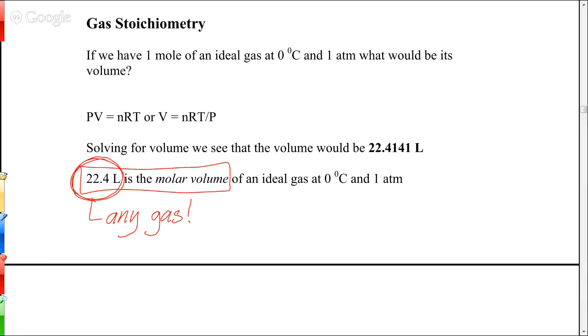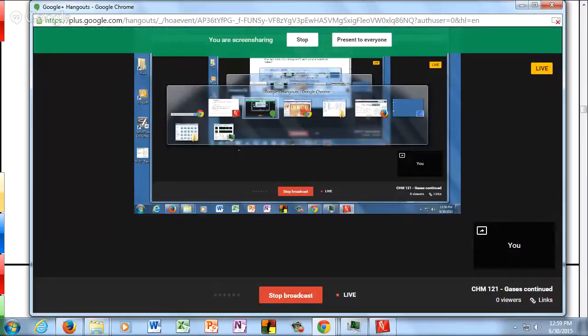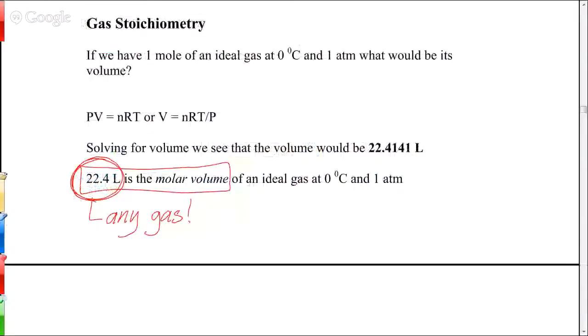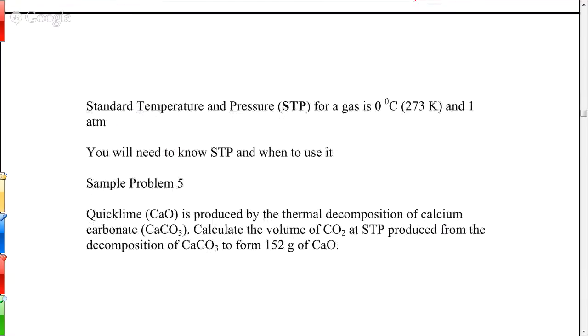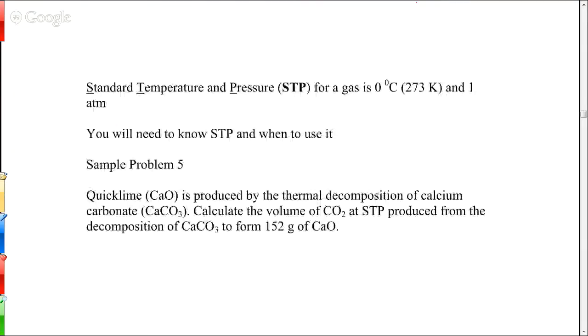Now, any ideal gas, we know that other gases are going to maybe not work that well in one way or the other. But if it were ideal, it doesn't matter what the molecular formula is, it doesn't matter what the size is, it doesn't matter what the molar mass is. If the gas is acting like an ideal gas, then it's going to have that molar volume. So it's going to have that much volume at those conditions. Those conditions are called standard temperature and pressure, and you need to know that as well.